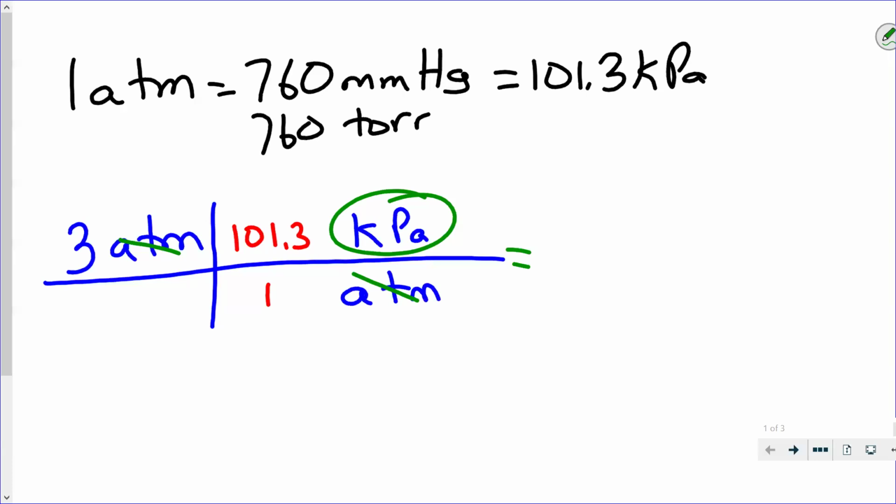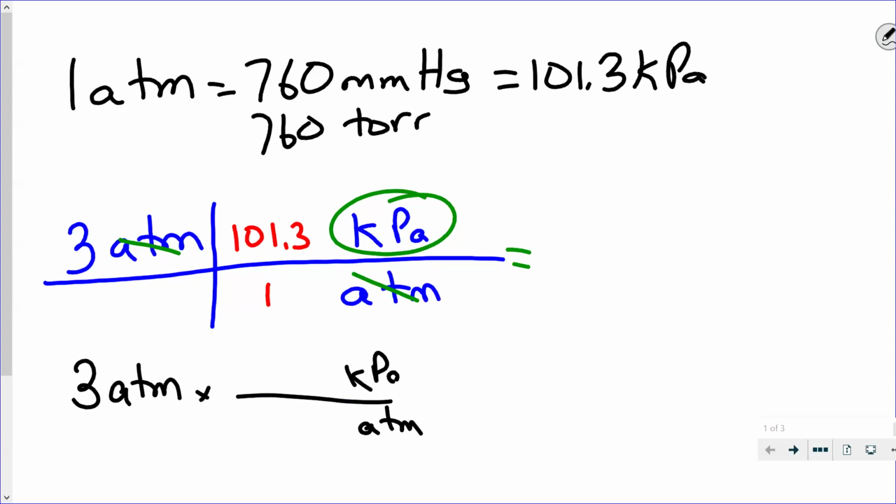So not a problem. I can also make this look like this. 3 ATM, ATM down there, kPa up there, 1 there, 101.3. So just a reminder, the bottom, where I put the multiplication symbol, the X, is what we're doing when we put the brackets, the fence, the railroad track. Okay, so nothing different.